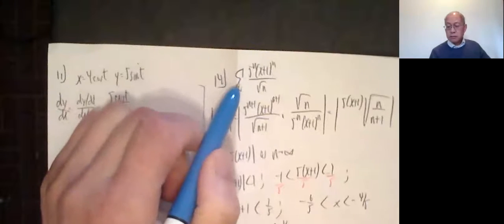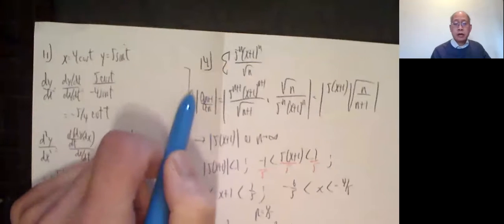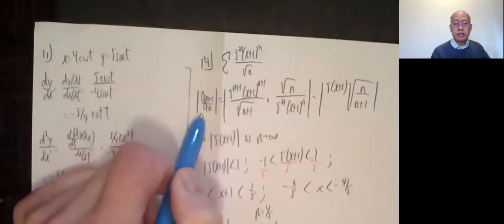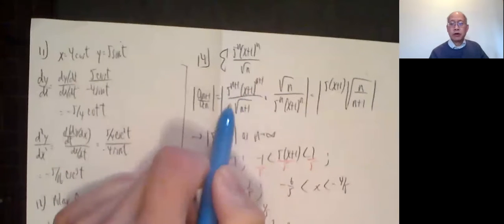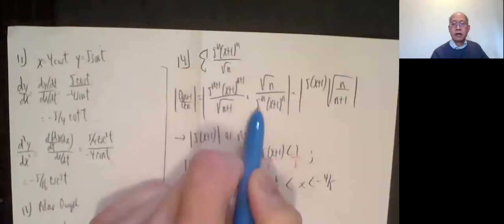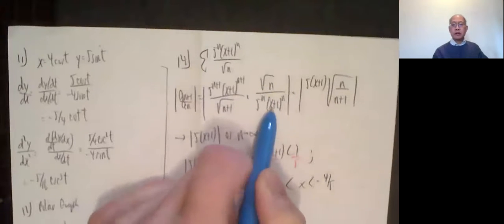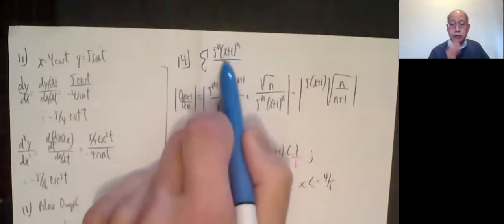14. So I do the ratio test. Absolute value of a sub n plus 1 over a sub n. 5 to the n plus 1, x plus 1 to the n plus 1 over radical n plus 1 times the flip of the original, radical n, 5 to the n, x plus 1 to the n. By the way, we already know we're centered at negative 1. You say, what number makes this 0, right? That's negative 1.